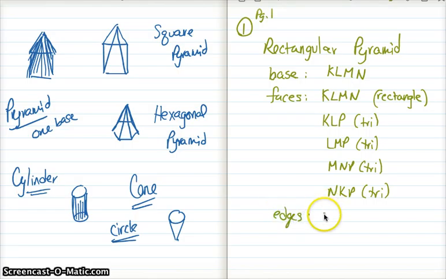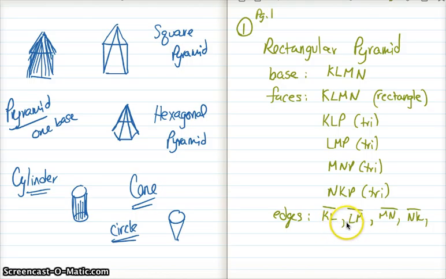Okay, how about the edges? There are many, many edges. Well, let's just start around the base. I like to take it one figure at a time. We have KL, that is one edge, and I'm going to put a line above it to show that that's an edge. Then I have LM. We have MN and NK. And now I'm going to focus on the edges of the triangular shapes.